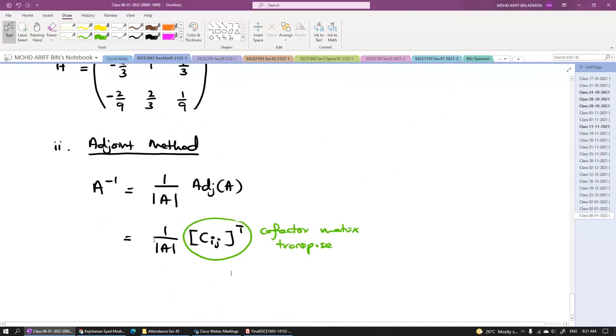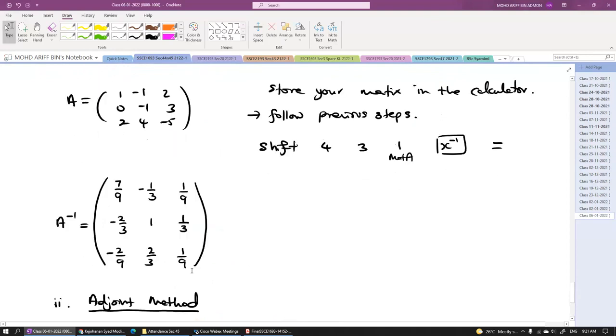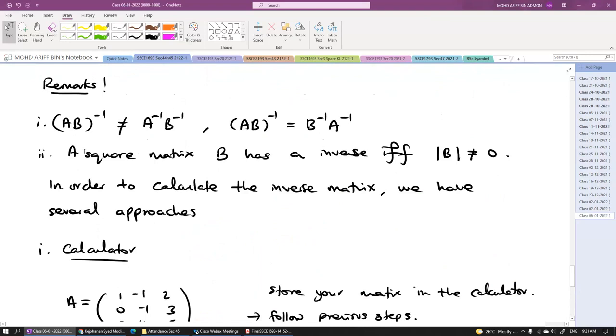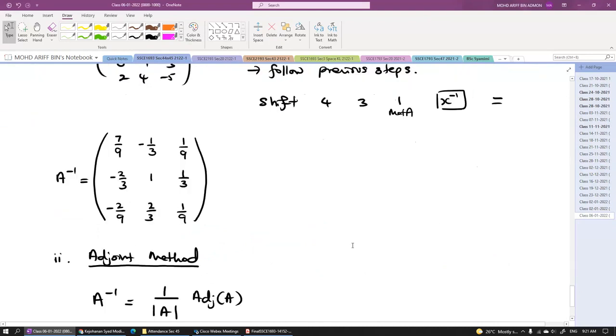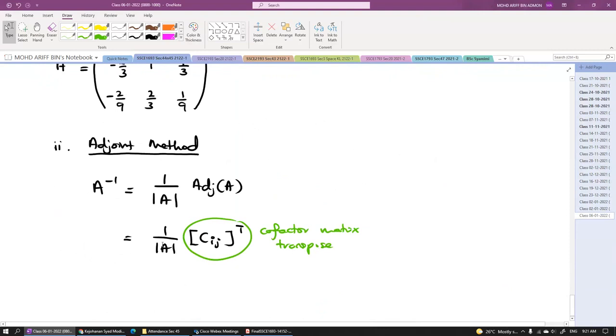This is also the reason why we have our remark. You see here, the square matrix has an inverse if and only if the determinant of our matrix is not equal to 0. Why? Because if the value of the determinant is 0, you have a matrix divided by 0, which is undefined. That's why you cannot find the inverse if your determinant is 0. This supports our second remark over here.